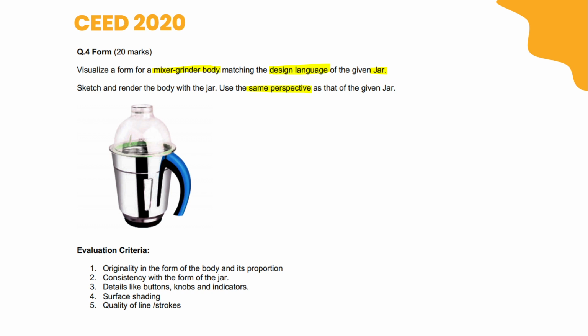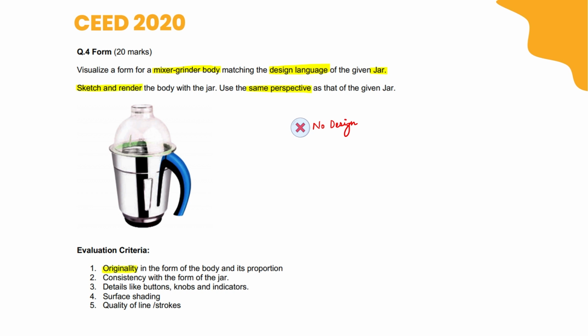It is important here that we understand that we are not supposed to design a new world's best mixer grinder, alright? In fact, nowhere in the question is the word design used. They are saying sketch and render on the basis of this design of the jar. Now let's look at the evaluation criteria quickly.